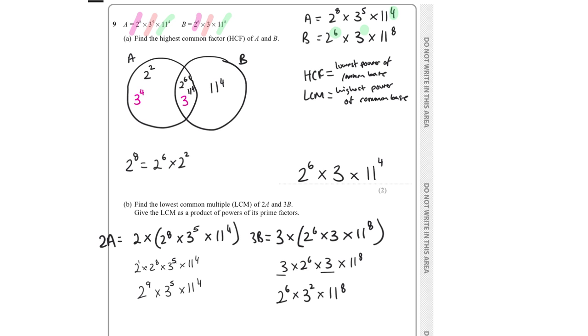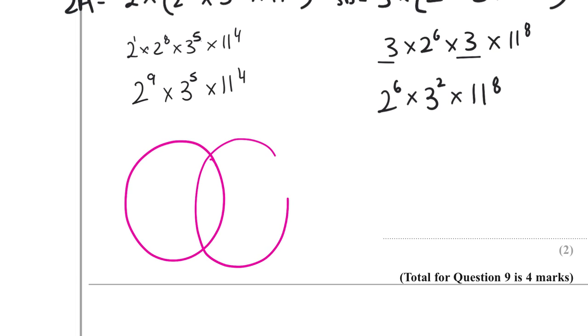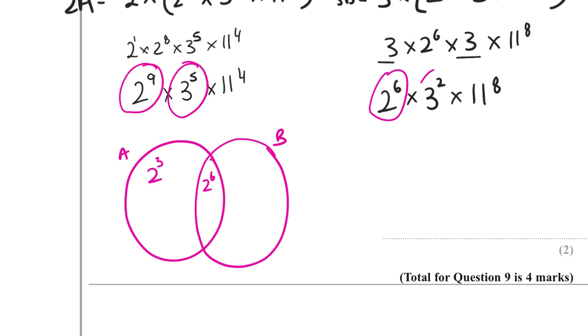So I'm going to draw a Venn diagram again. Okay? So a Venn diagram of A and B. Okay, what do they share in common this time with our base 2's? What's the highest common factor of 2 to the 9 and 2 to the 6? 2 to the 6. So that means A is left with 2 to the power of 3. What's the highest common factor of 3 to the power of 5 and 3 to the power of 2? 3 to the power of 2. So what's A left with? 3 to the power of 3.